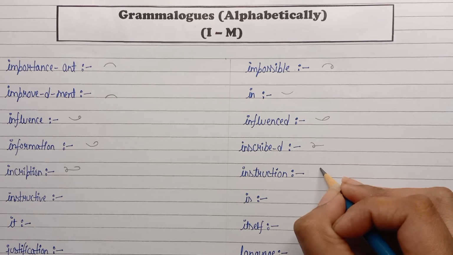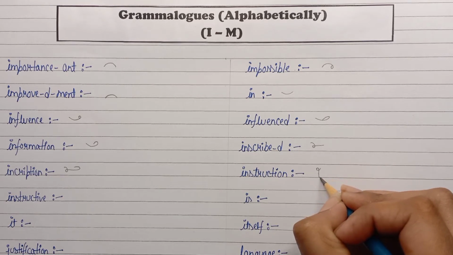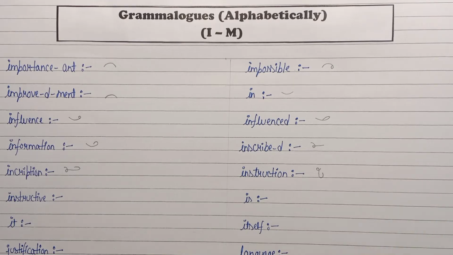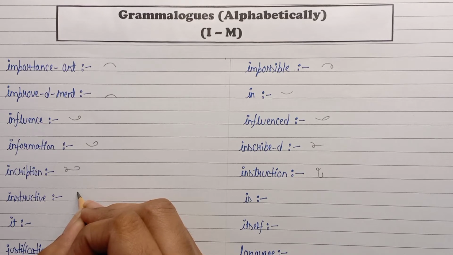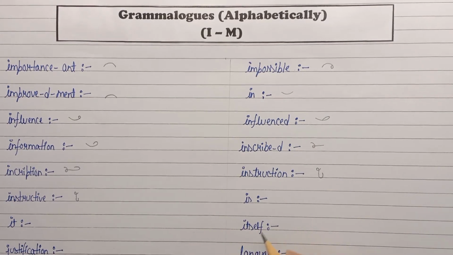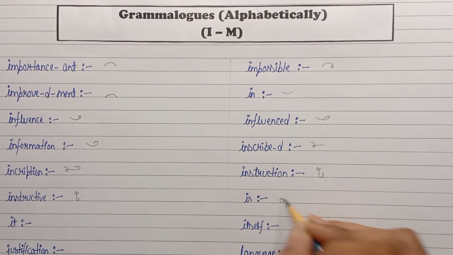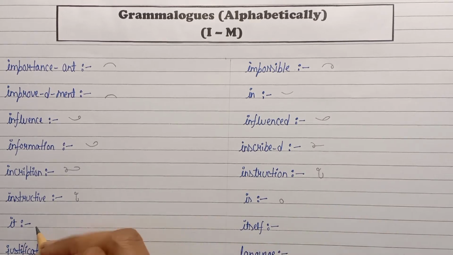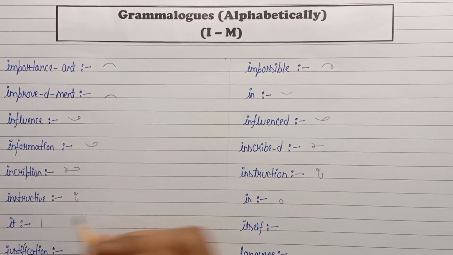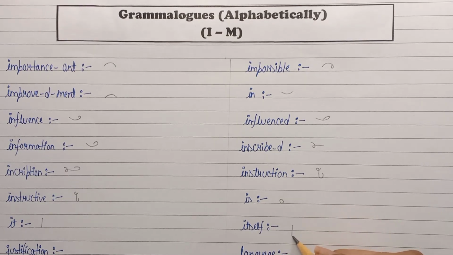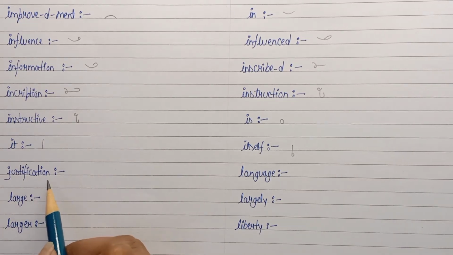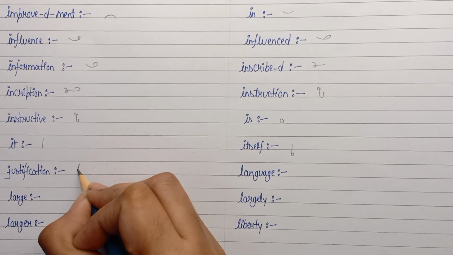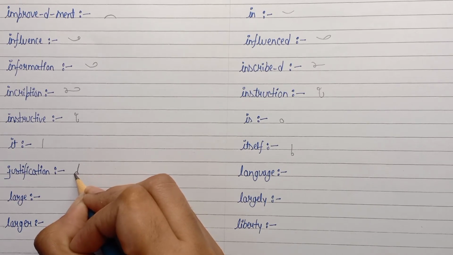Instruction, INSTNTION. Instructive, INSTNV, instructive. Is, it, then itself, justification, J S N Shen.